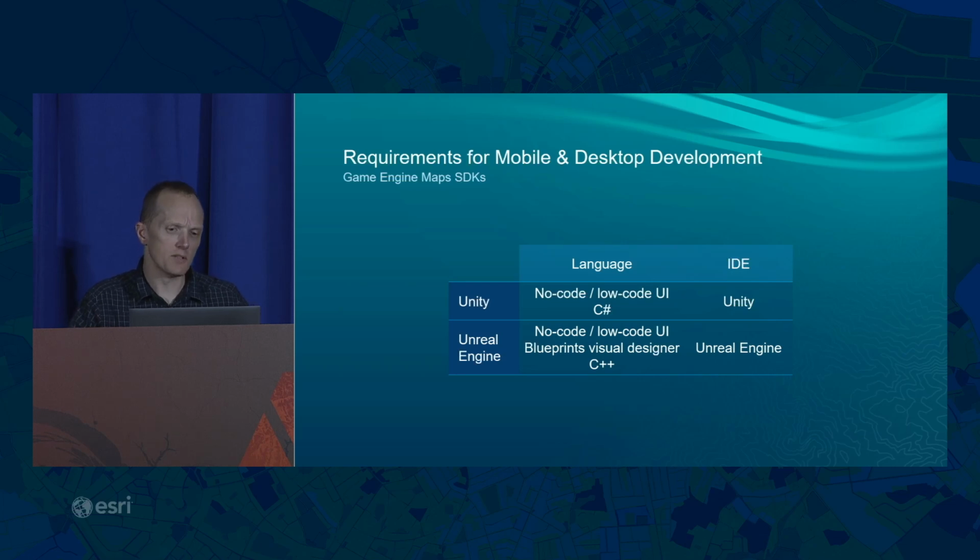So what about the requirements for mobile and desktop development with the game engine SDKs then? Both Unity and Unreal Engine have a low-code, no-code experience. That's, to some extent, out of the box in the IDE, but we integrate with that. Our SDK provides the ability to configure your map, add layers, define the spatial reference, define the base map, and start manipulating some of the layers through low-code, no-code tools.